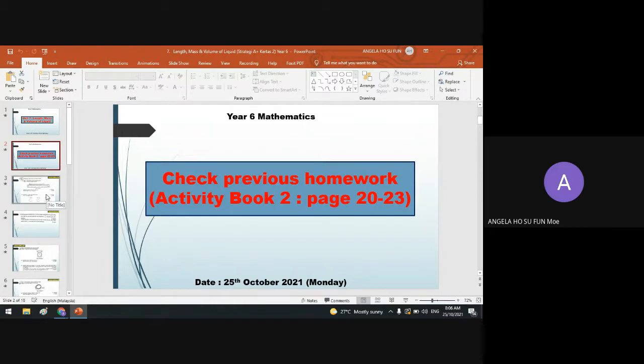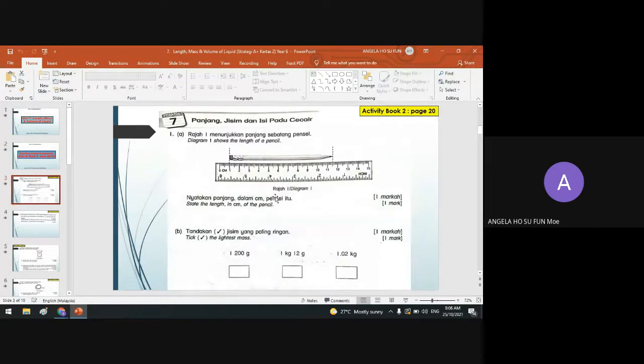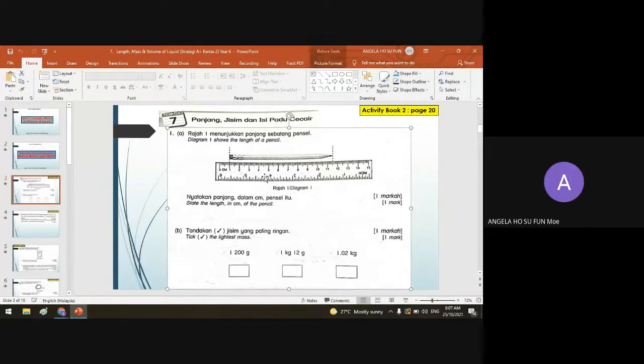Okay, without wasting any time, we go to the first question. Page 20, look at question number 1. This is a diagram showing the length of the pencil. Before we do the calculation, can you tell teacher, anyone, what is your answer first?